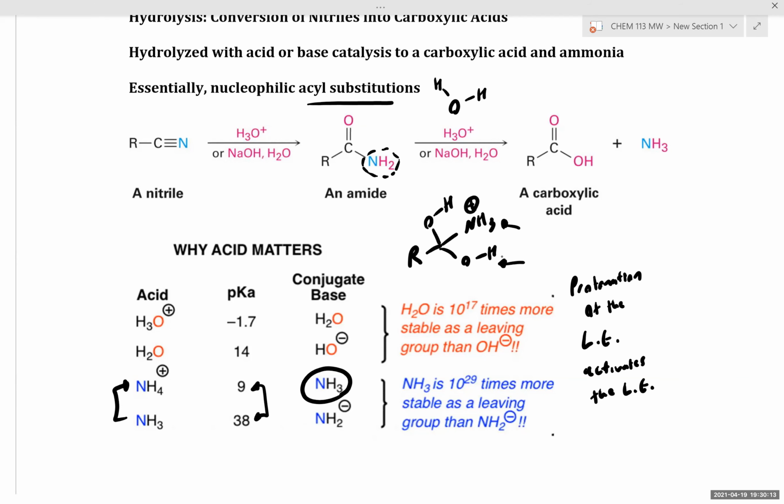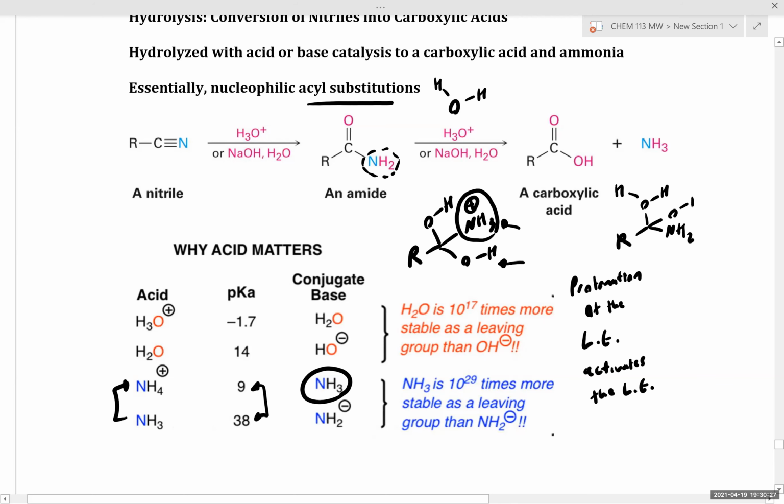So ammonia is a much better leaving group than hydroxide. By the same token, when we look at something like this, now what's a better leaving group? Water or amide anion? What's a better leaving group? Water or this amide anion? Water, right?